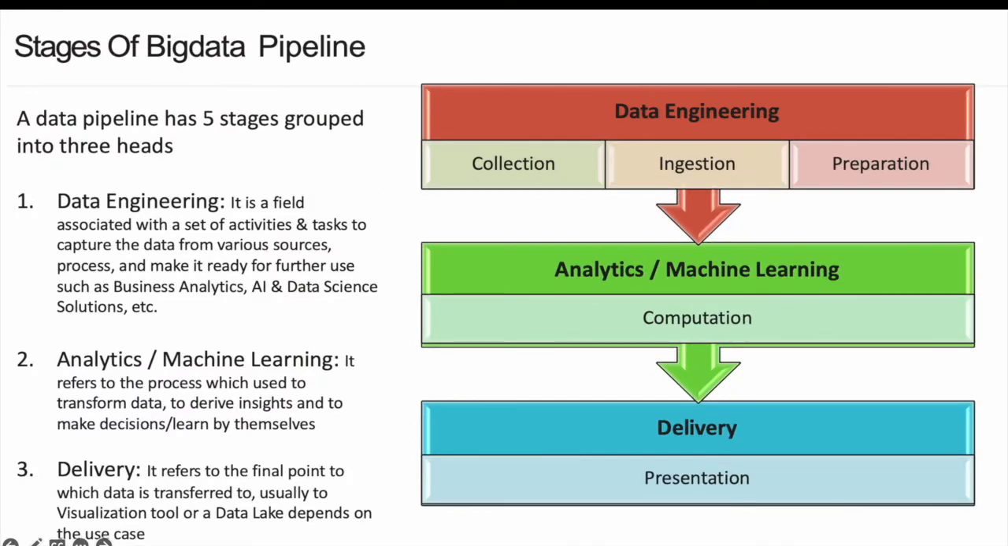We have 5 stages in the data pipeline. The first one is data engineering, where the data collection, data ingestion and data preparation will happen. Data collection means the data will be collected from all the sources. As I mentioned, it can be structured or unstructured data. Structured means from the database, Excel or anything. Unstructured means it can come from Twitter data, Facebook or any other unstructured source.